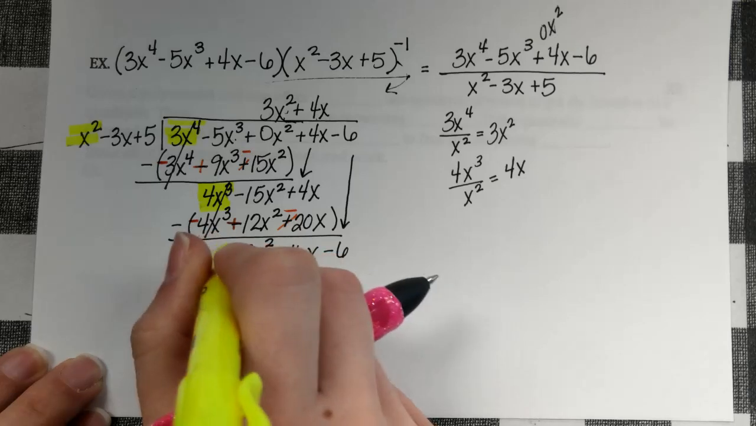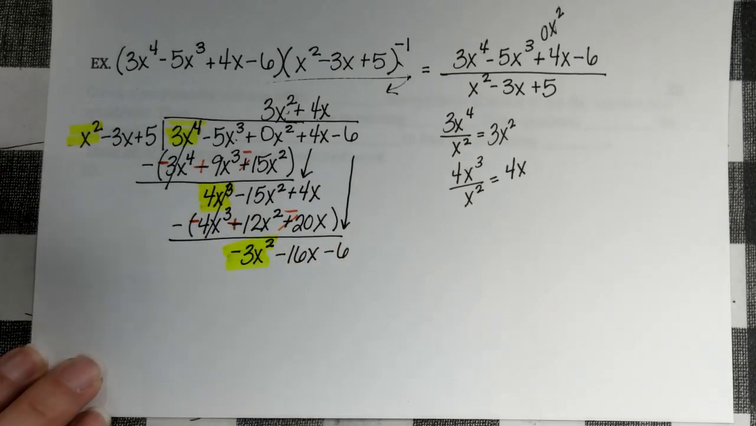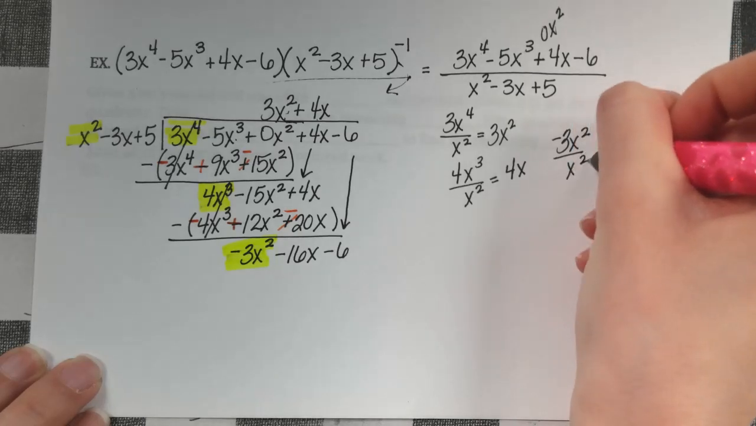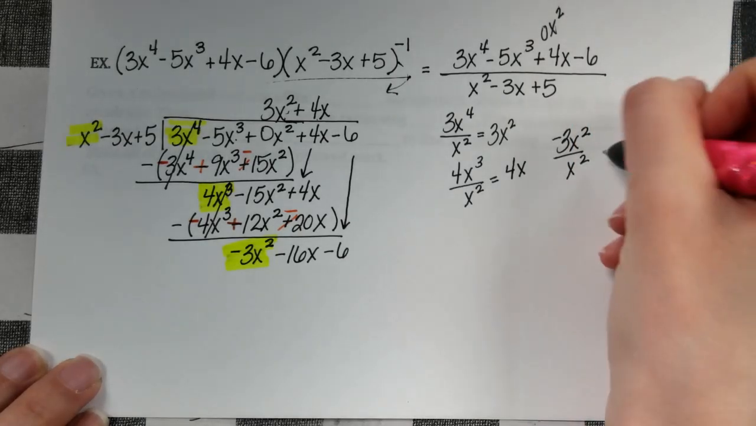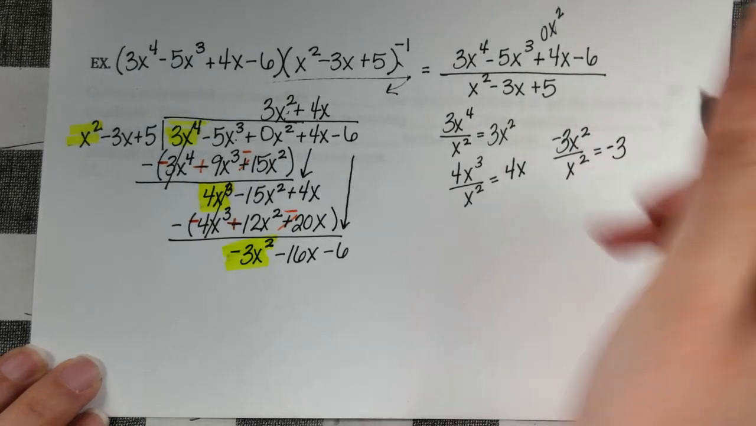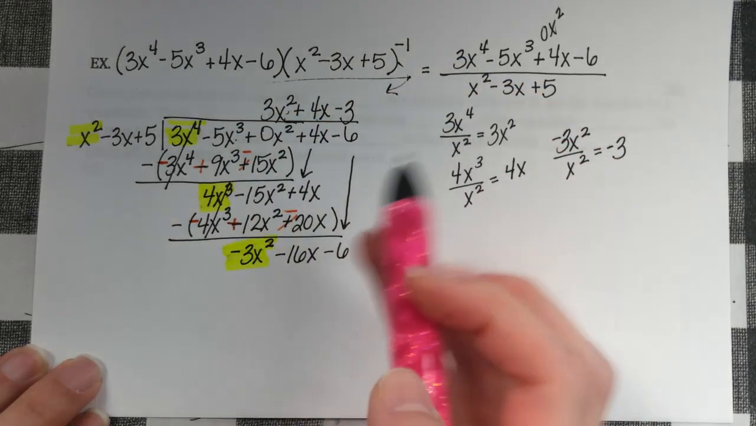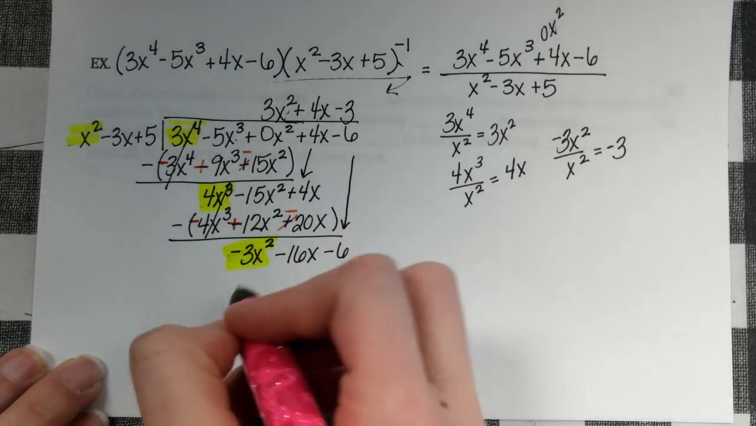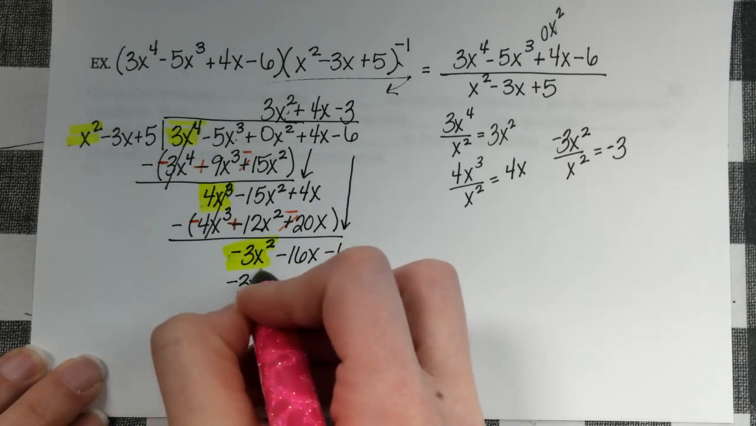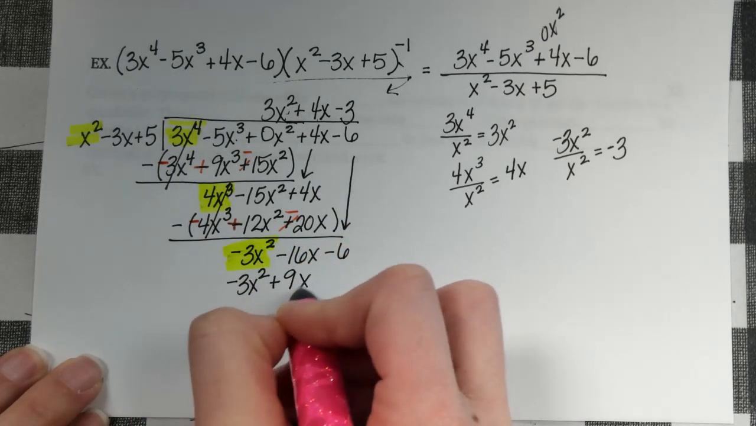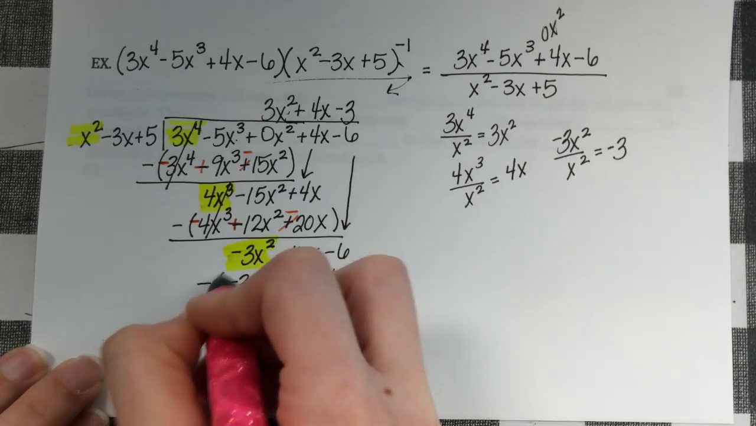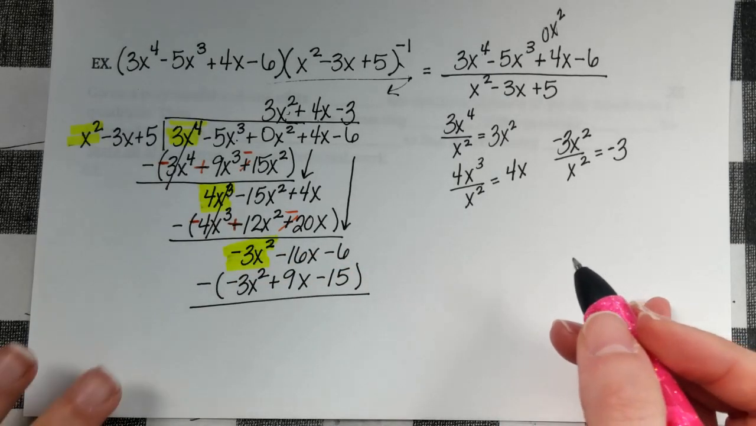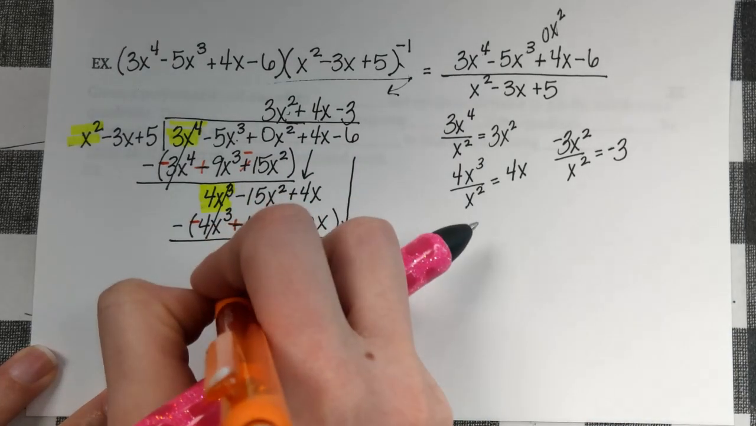Then I do another round. I take that negative 3x squared and divide it by x squared. And that leaves me with negative 3. So then negative 3 times my entire divisor is going to give me a negative 3x squared plus 9x minus 15. And I subtract that. I change my signs.